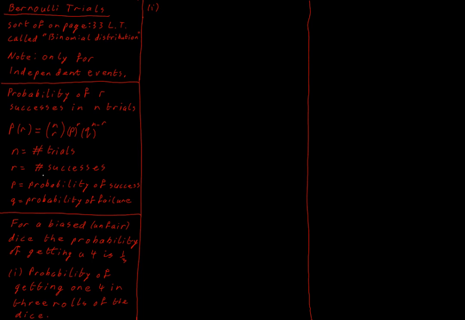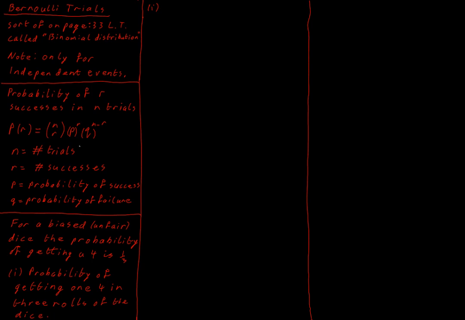Now, let's put this into practice. For a biased or an unfair dice, the probability of getting a 4 is a third. So with a biased or an unfair system, not all of the outcomes are equally likely. That's our meaning of biased or unfair in maths, that we don't have equally probable outcomes for all of our situations.